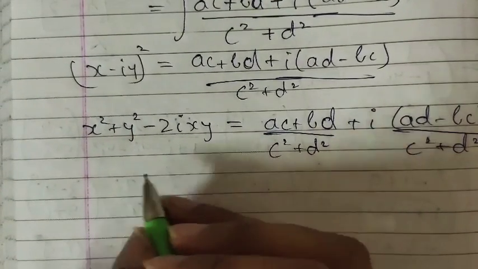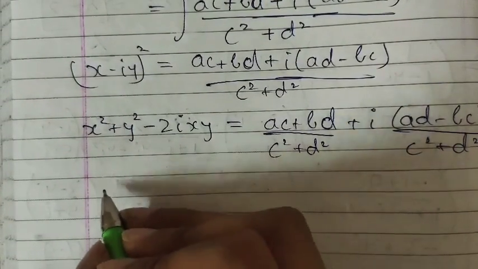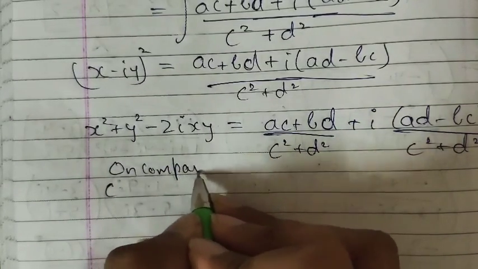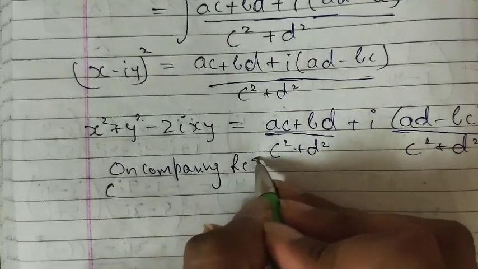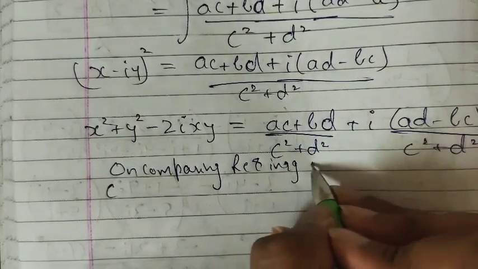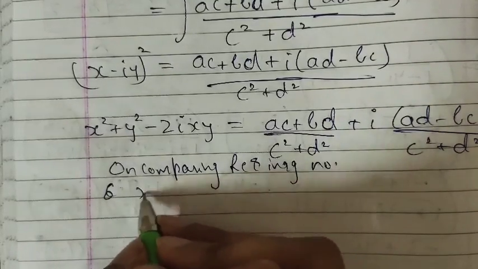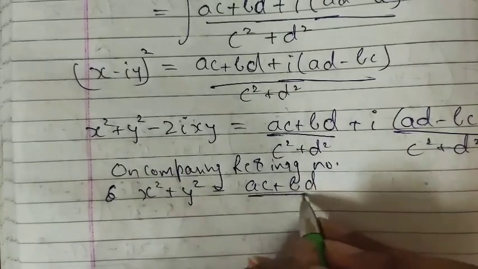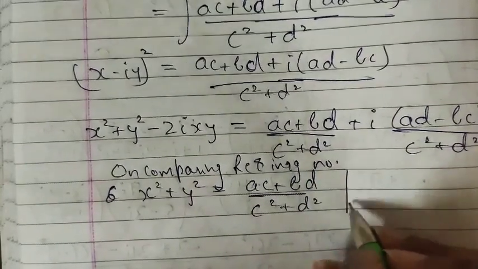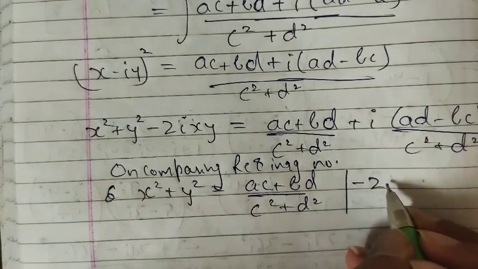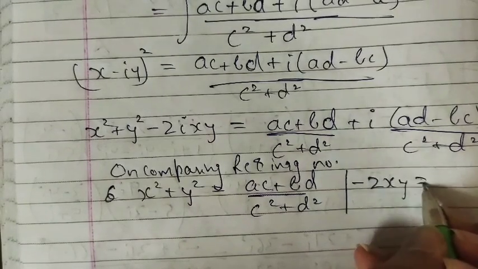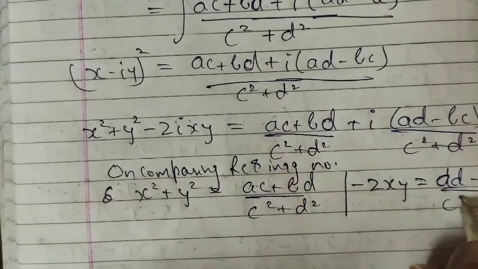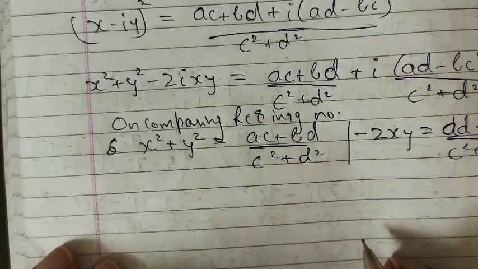So on comparing the real and imaginary parts, x square plus y square is equal to (AC plus BD) divided by (C square plus D square). Similarly, minus 2xy will be equal to (AD minus BC) upon (C square plus D square), right?